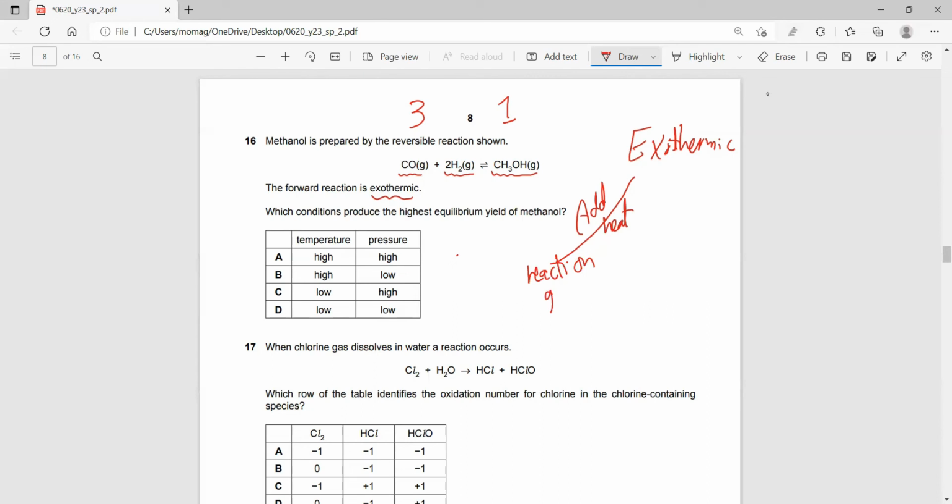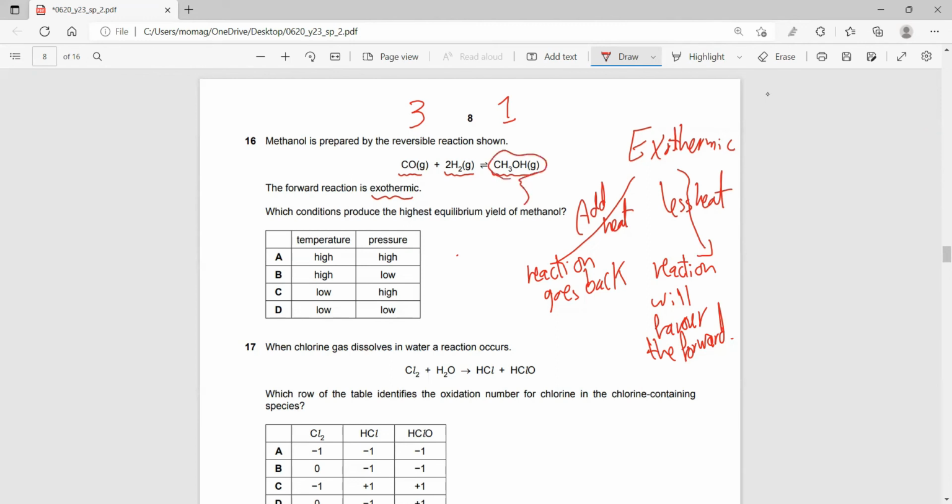Reaction goes back. And if you reduce heat, less heat, the reaction will favor the forward direction. Here in this reaction, we have exothermic. Which conditions will give the highest equilibrium of methanol? This is our methanol. So we need to shift to the right hand side.